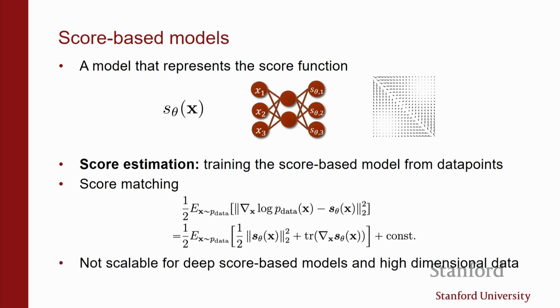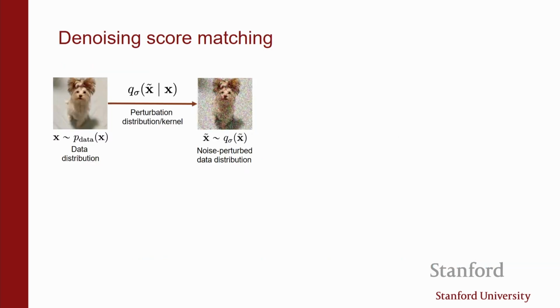The issue is that it's not going to work in practice if you're dealing with high-dimensional settings because of this trace of the Jacobian term that would require a lot of backpropagation steps. So it's not going to work if you're trying to, say, model images. And so in the last lecture, we talked about two ways of making score matching more scalable.